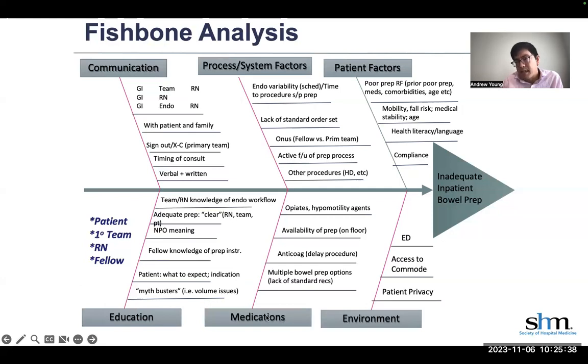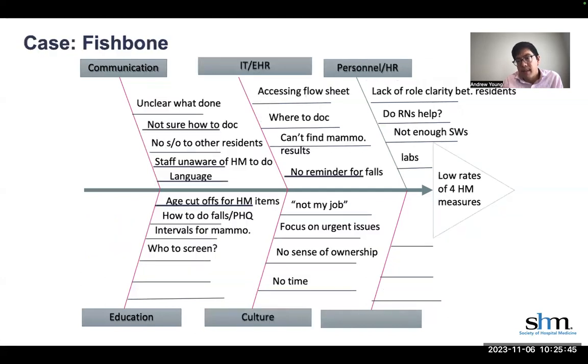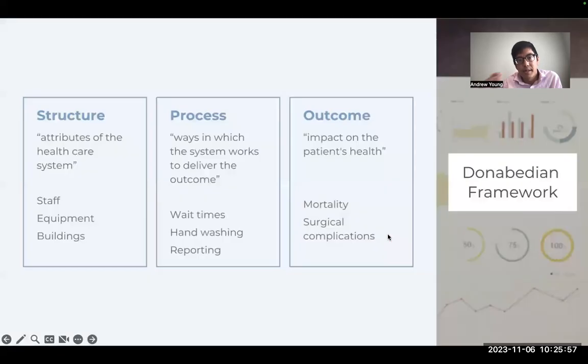Sometimes people will put EHR or IT on here. But I think the example that I left in the template, in the project template, looks more like this. And you may add a sixth category if you start coming up with things that aren't captured in one of these other categories.